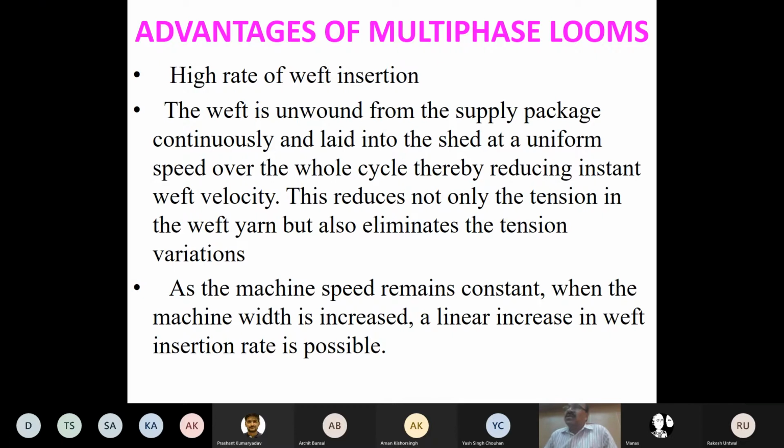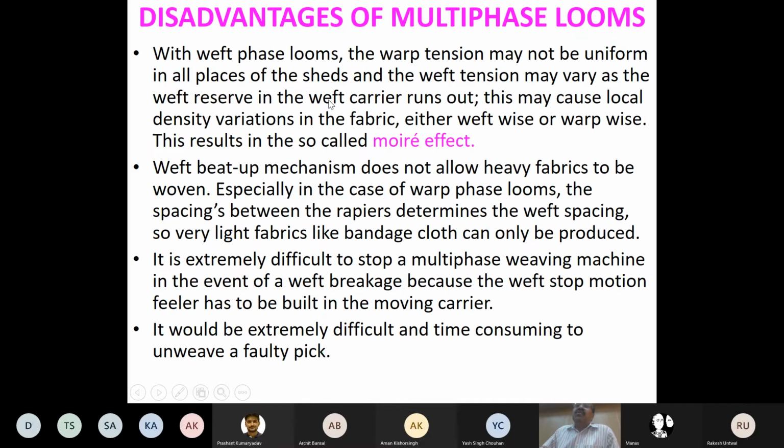So if you summarize, what is the advantage? Definitely, the first advantage is the high rate of weft insertion. Okay, this is the main advantage. All other points are consequent to that only, but the main advantage is high weft insertion. Whereas there are several disadvantages. All the limitations I have discussed are all disadvantages. There is one more disadvantage which is not discussed, written in this slide. Look at what the point is written.